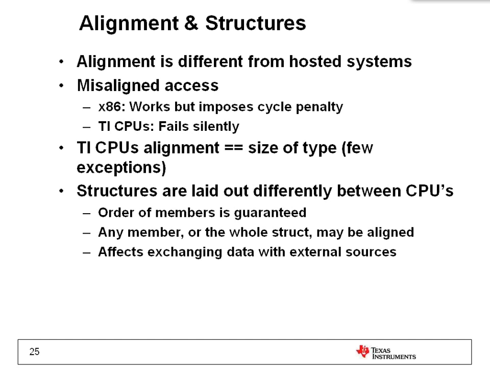What is the alignment? Most of the time, the alignment is equal to the size of the type. Okay, so if it's a 4-byte wide type, the alignment's 4 bytes. There are a few exceptions to that, so consult your documentation, but that's a general rule of thumb that's fairly reliable. This becomes important in structures.